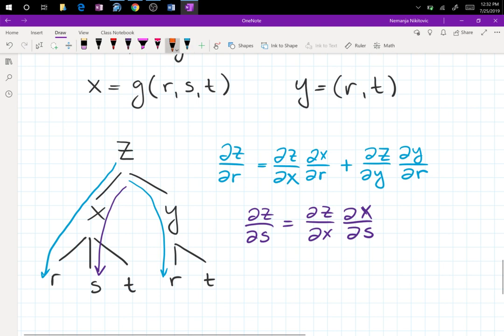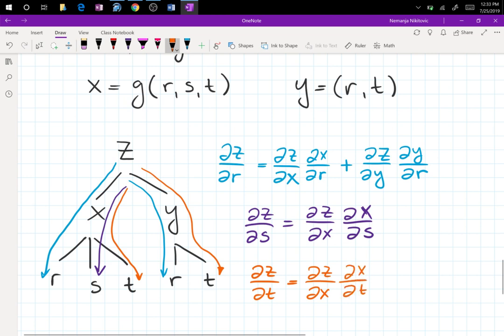And then we have the orange path, which is partial z, partial t. That one will have 2 branches, one going through x and one going through y. So partial z, make a stop at x, so partial z, partial x, partial x, partial t, plus partial z, now make a stop at y, partial z, partial y, partial y, partial t.